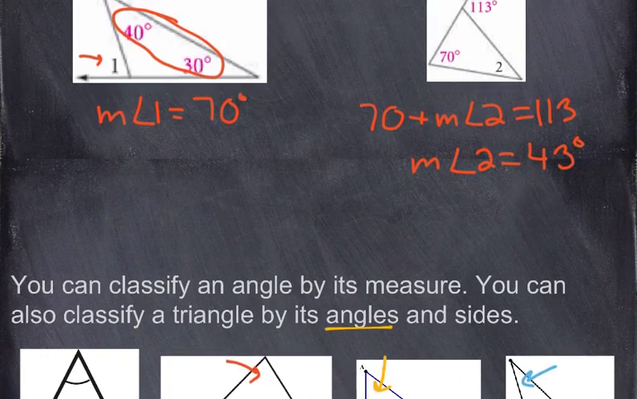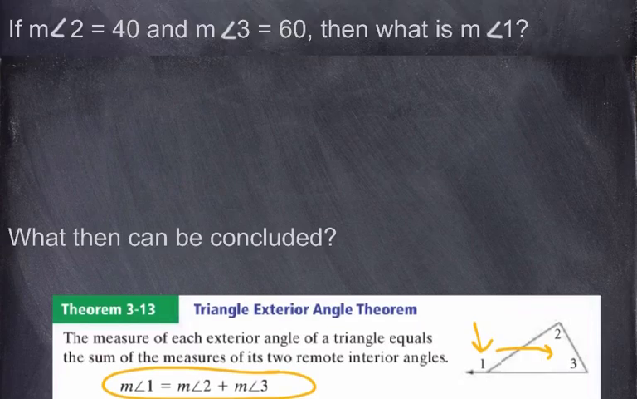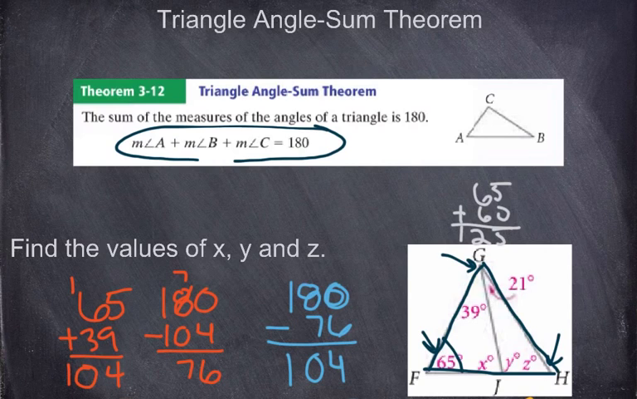Again, the triangle sum theorem, the interior angles will equal 180 degrees. That is the main thing about this lesson today. Good luck.